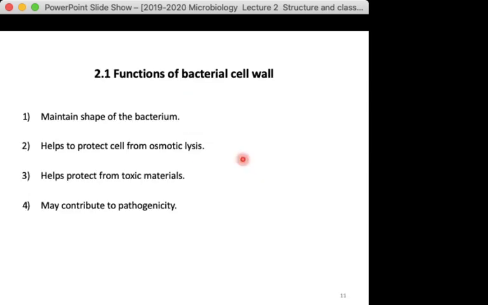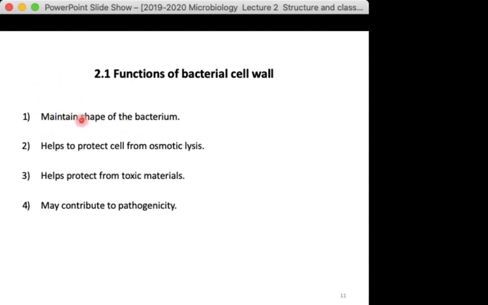Right, let's take a look at the functions of the bacterial cell wall. The bacterial cell wall does not only provide mechanical protection or give a shape. They need to maintain shape, and the shape allows us to distinguish them. The three basic shapes seen so far are the spherical shape, cocci, the rod shape, bacilli, or the spiral shape, vibrio.